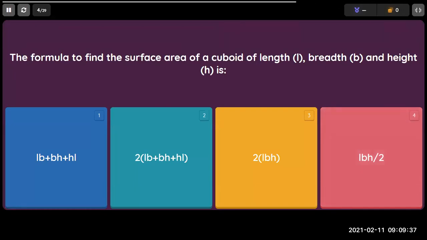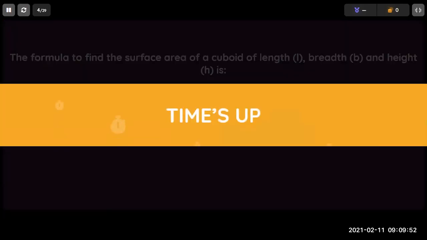You have another 10 seconds only. What is the formula for the surface area of a cuboid? Be very good with the formulas. You should be very thorough with the formulas. And time's up. Let's see how many of you got it correct.